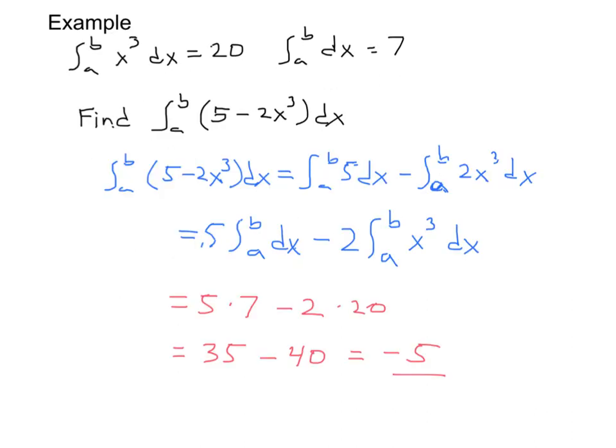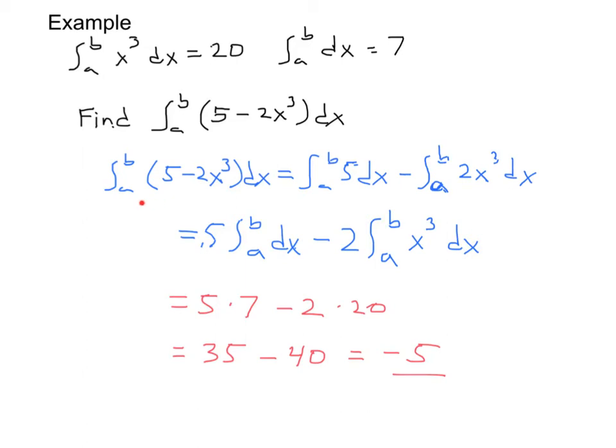Now let's take a look at a couple examples. In this first example, you're going to see some problems like this in the book. We're told that the integral from a to b of x cubed dx is equal to 20, and the integral from a to b of dx equals 7. So we want to find the integral from a to b of 5 minus 2x cubed dx. I'm going to use those properties of definite integrals to break this up, very similar to some of the things we did with the summation stuff just in the last section.